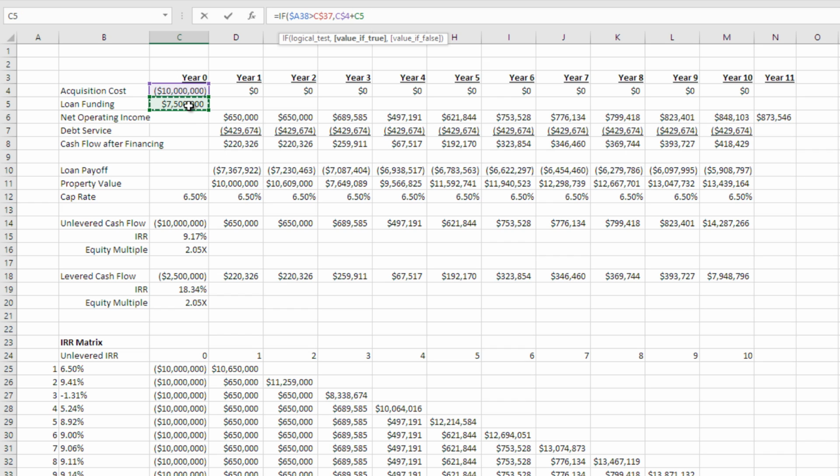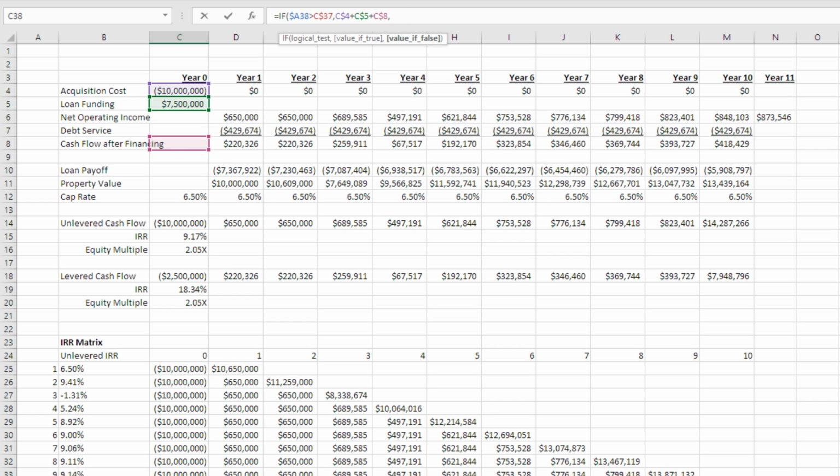So we're going to do that. That's in this case C5, locking in the row, plus any levered cash flows. In this case, I'm calling that cash flow after financing. That's this, locking in the row. So that is if our scenario year is greater than our cash flow year.